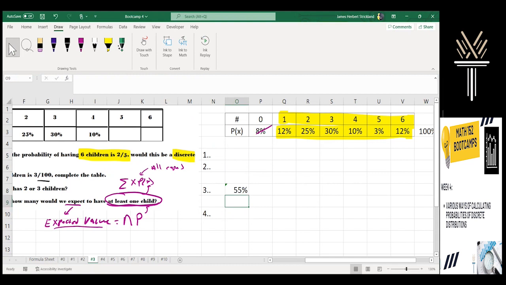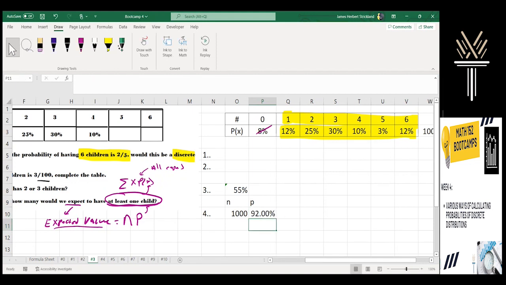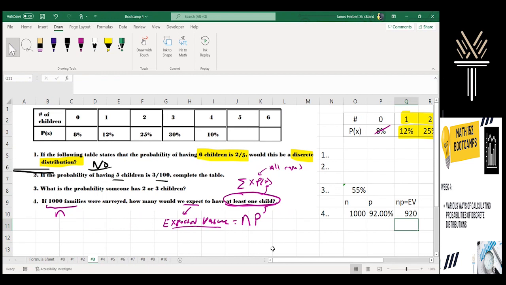So we already know n. That's told to us to be 1,000. And we have p, which is essentially 100% minus 8%, which is 92%. N times p will be our expected value, because we don't want the whole population here. So 1,000 times 92%. I'm just clicking cells, hit enter, and there's 920. So of 1,000 families, we would expect 920 of them to have at least 1 child, and 80 of them to have no children.